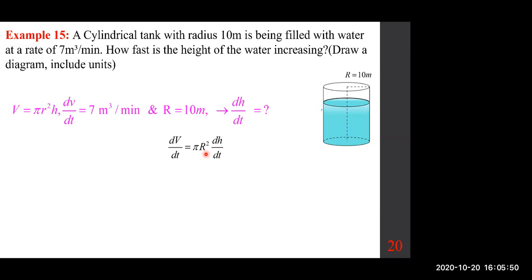So having said that, now you just plug in. dV/dt is 7, pi r squared with r fixed at 10, times dh/dt, and the units for the height per the units of time. The units work out just the way they do in the case of dealing with numbers. What we do to numbers, we do to units.